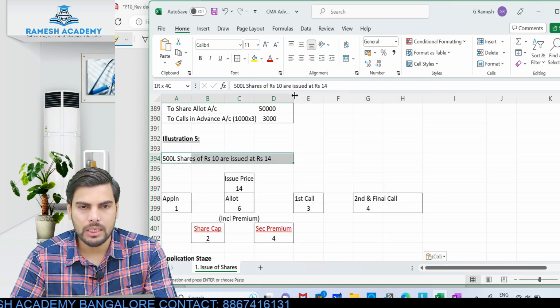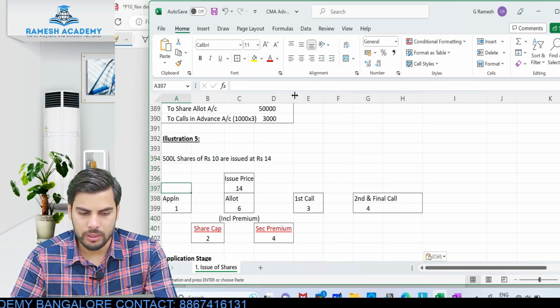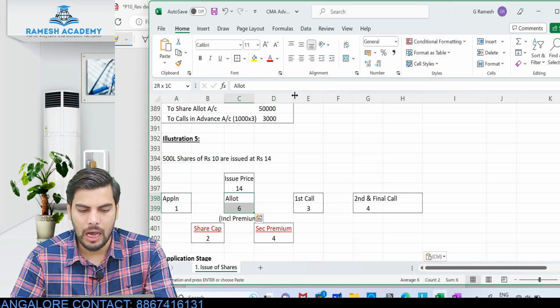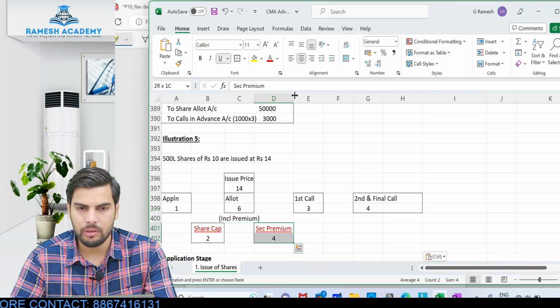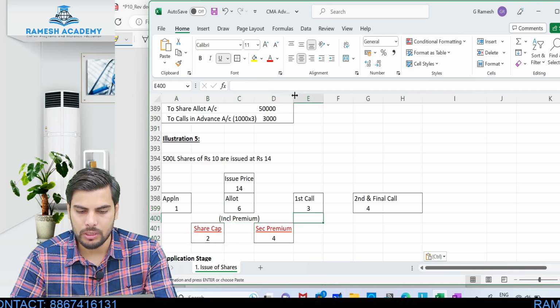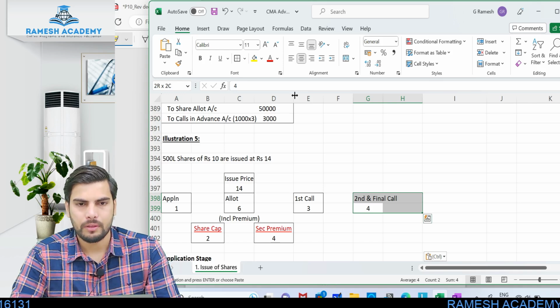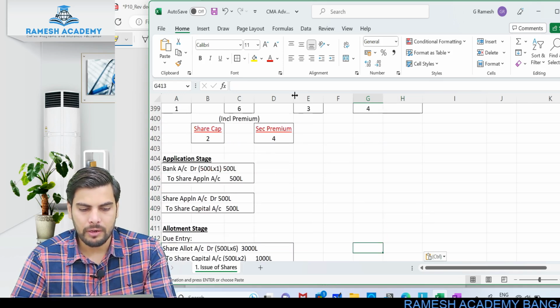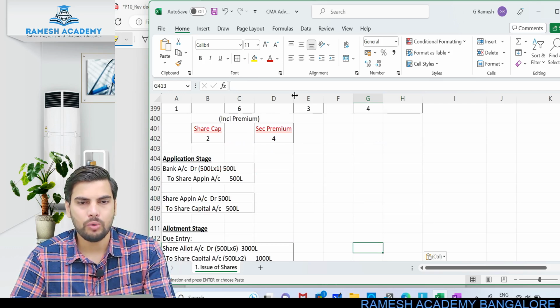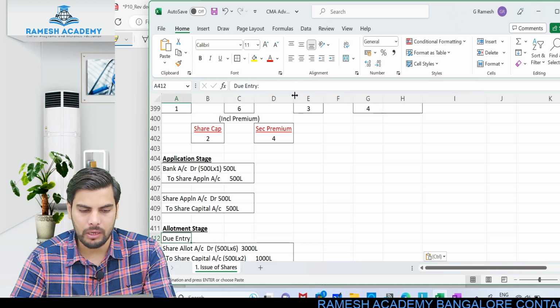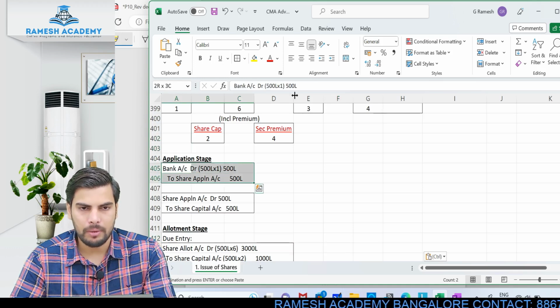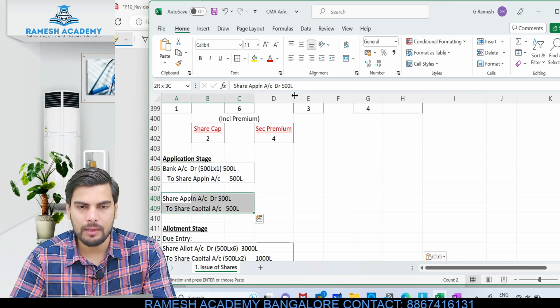So 500 lakh shares of rupees 10 are issued at 14 rupees. Application stage it is 1 rupee, allotment 6, which includes the premium. So premium will be 4 rupees, share capital will be 2 rupees, first call to the extent of 3 rupees, second and final call to the extent of 4 rupees. Clear? Now the first entry would be with respect to receipt of the application money. Nothing would change: bank account debit to share application account, 500 into 1, this would be 500 lakh. The entire amount will be transferred to share capital. So share application account debit to share capital 500 lakh and 500 lakh.